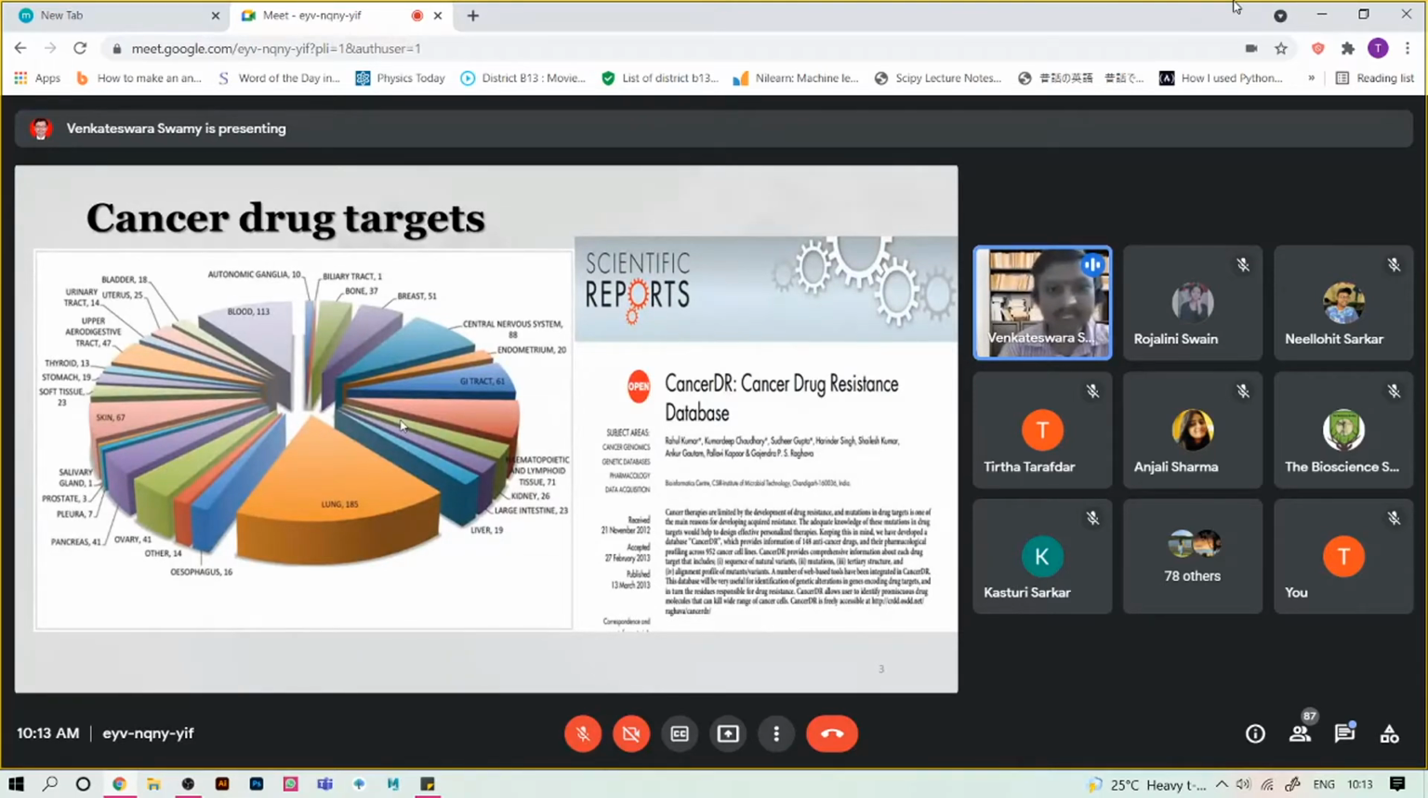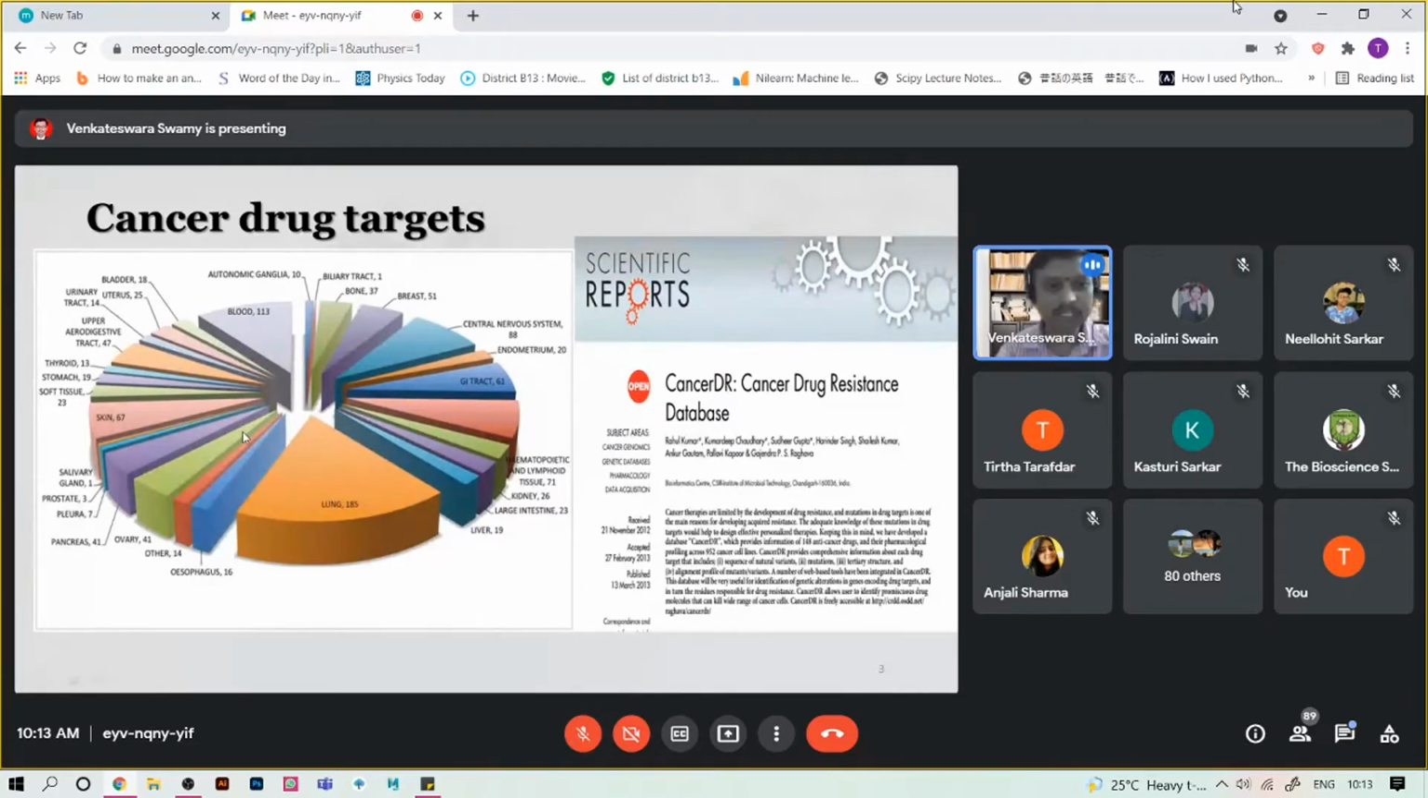So even you can see the targets when you consider this image, which was published on 13th March 2013. Here we can see the lung cancer targets are more when compared to the other cancers. So here we can see 185 drug targets, and then liver related, 19 drug targets, and then kidney maybe 26 drug targets. Nothing but these are the proteins or the hormones or the DNA.